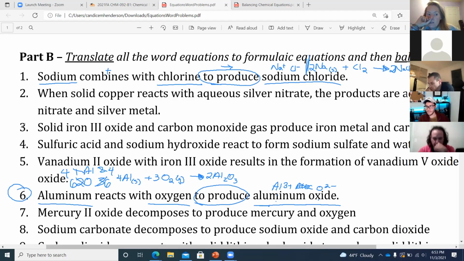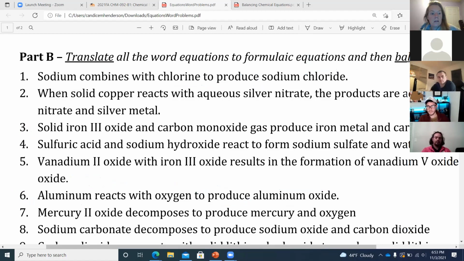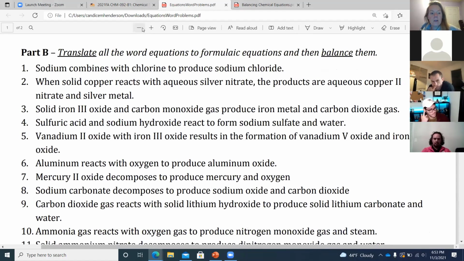I want you all to do this one, number 3. Sounds scarier than it is, okay? Solid iron 3 oxide and carbon monoxide gas produce iron metal and carbon dioxide. I want you to zoom out a little bit. I want you to write the correct skeletal formula for that, and then I want you to balance it.